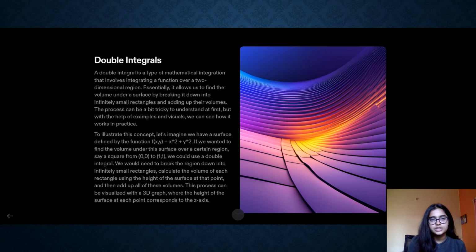Coming to the double integrals, it is a type of mathematical integration that involves integrating a function over a two-dimensional region. Essentially, it allows us to find the volume under a surface by breaking it down into infinitely small rectangles and adding up their volumes. This process can be a bit tricky to understand at first, but with the help of examples and visuals, we can see how it works in practice.